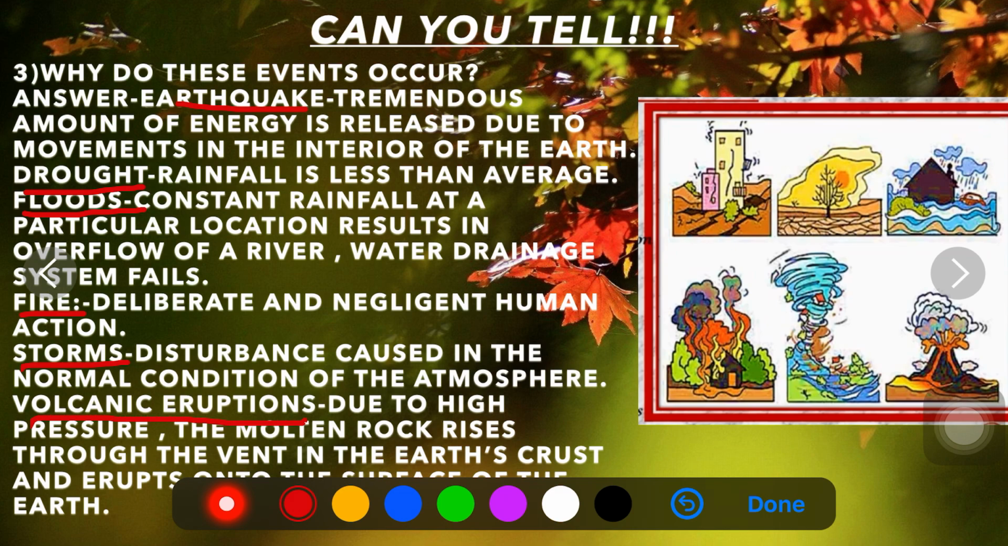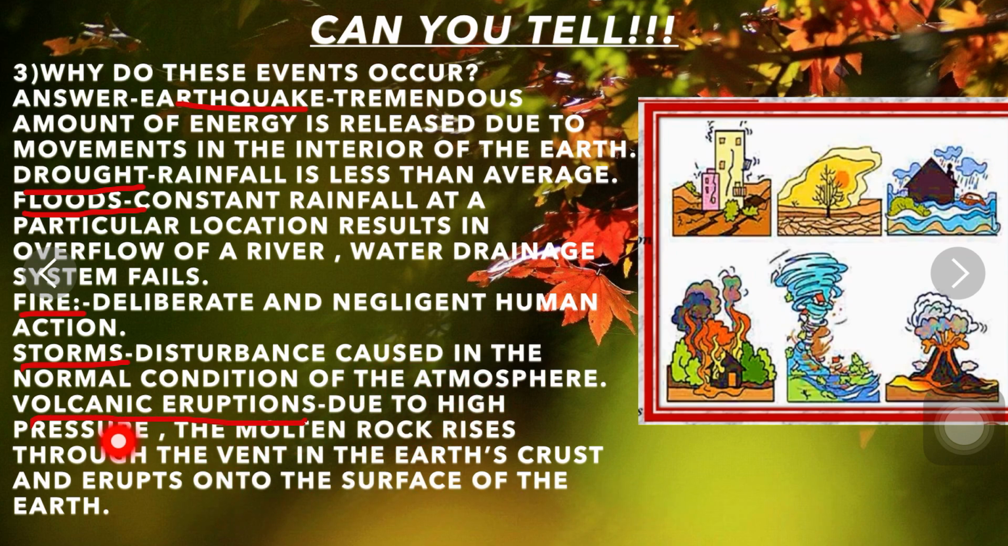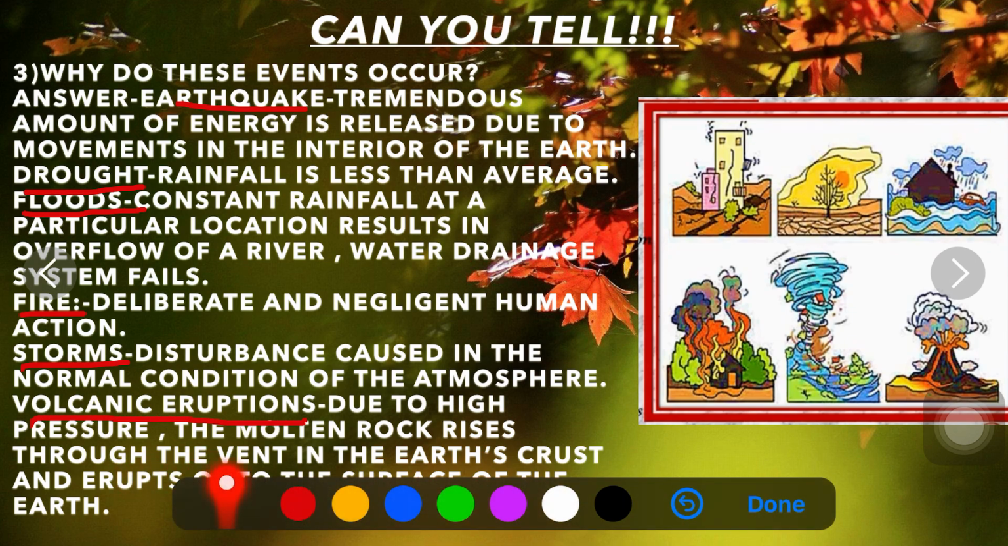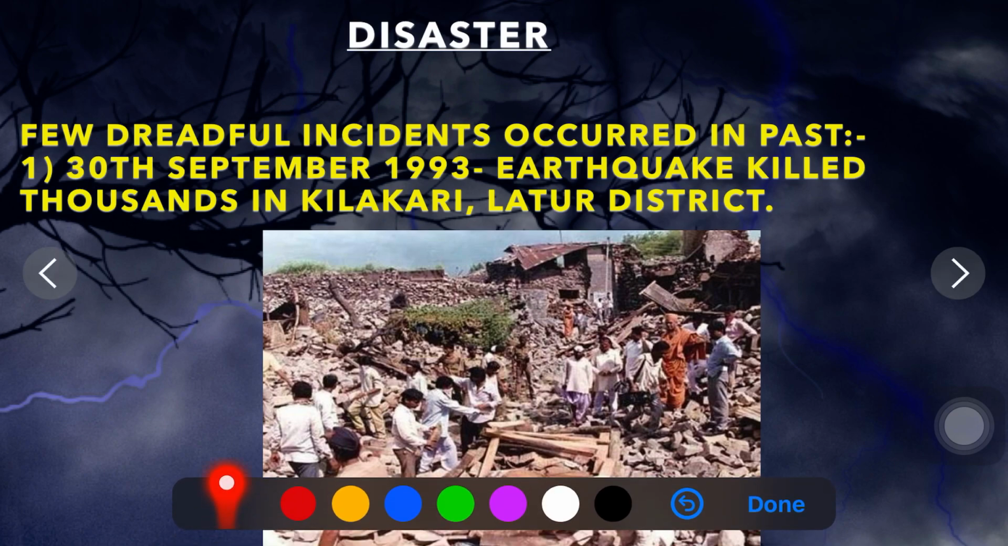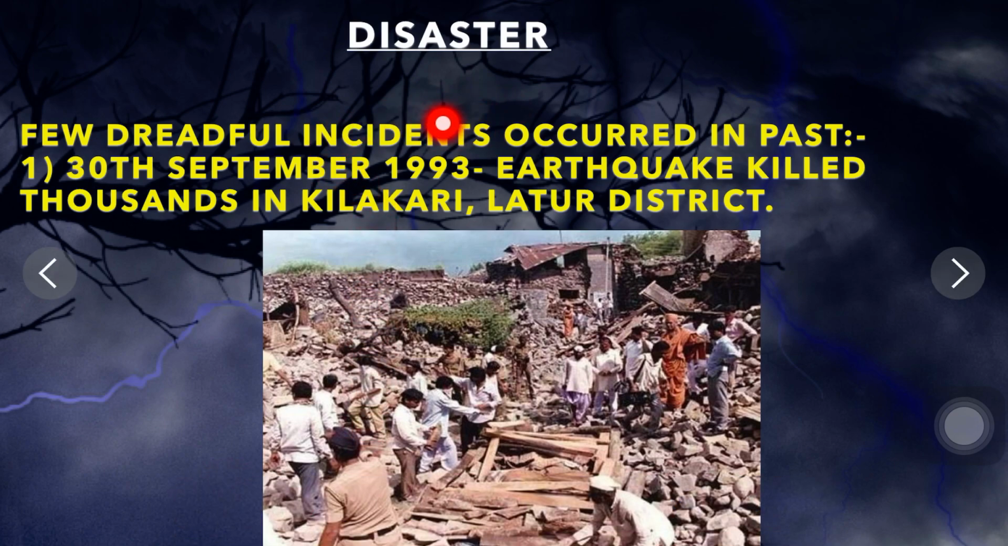Volcanic eruption is due to high pressure. The molten rock rises through the vent in the earth's crust and erupts onto the surface of the earth. So students, let us have a look at some of the disaster events which took place in previous years. A few dreadful incidents occurred in the past.